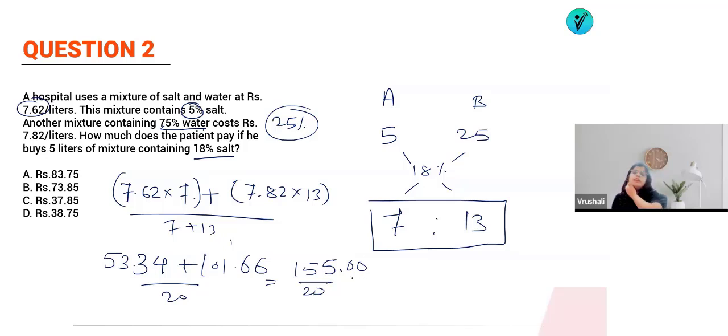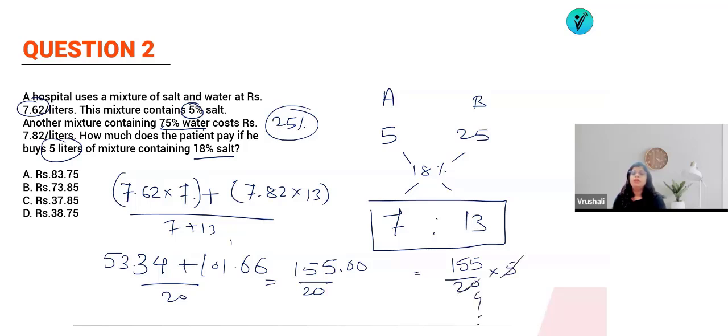So what will be this quantity now per liter? As we know that he is purchasing, what if he buys 5 liters? So how much will it be? 155 by 20 is per liter. So into 5 will be what?